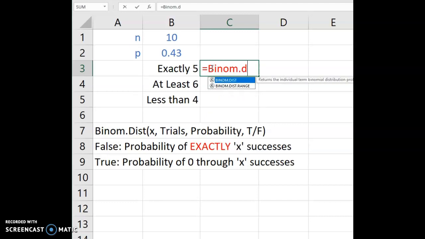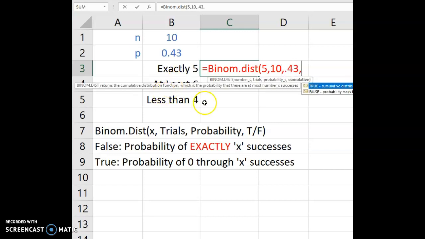in Excel, binom.dist, for our binomial distribution. You want to put the number of successes you're looking for. In this case, exactly 5, so we want a 5 there. The total number of trials is 10. The probability of success is 0.3. And then you have to enter either true or false. If you want to know an exact number, in this case exactly 5 out of 10, you want to type false.